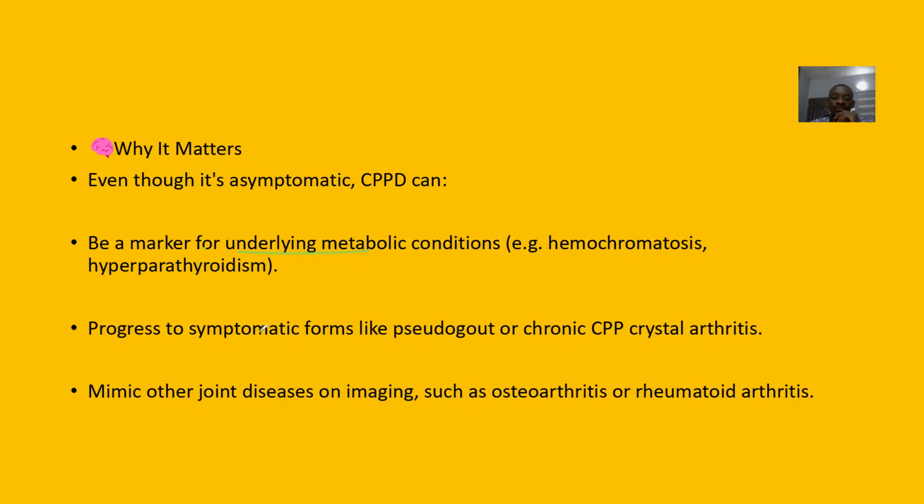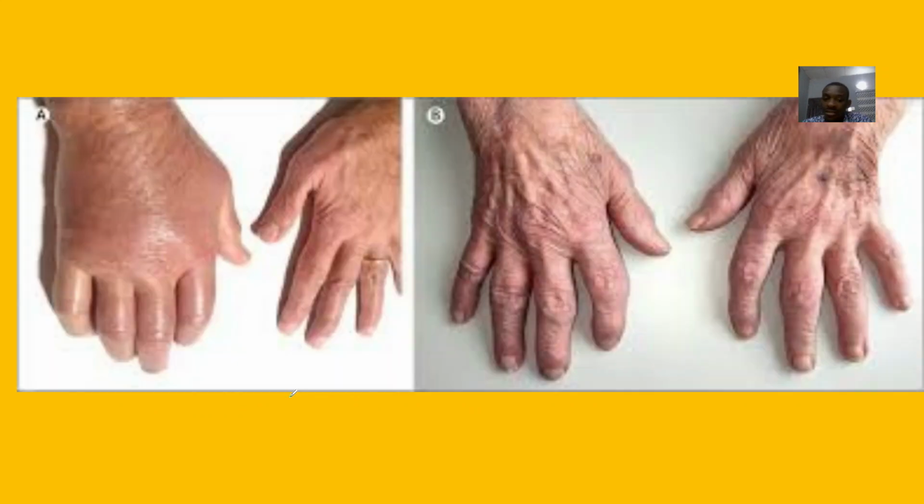Okay, so of course if it is asymptomatic, it can progress to having symptoms, right? That's when we say it is pseudogout. That's mimicking gout, but it is not gout because gout is caused by uric acid crystals, not calcium pyrophosphate crystals. You understand? So it could be pseudogout, which is acute or chronic. It can mimic other joint diseases, so you should always rule out osteoarthritis, rule out rheumatoid arthritis, and all of that.